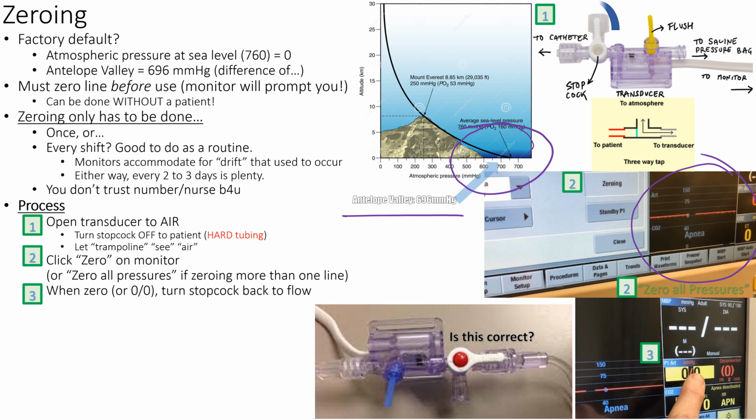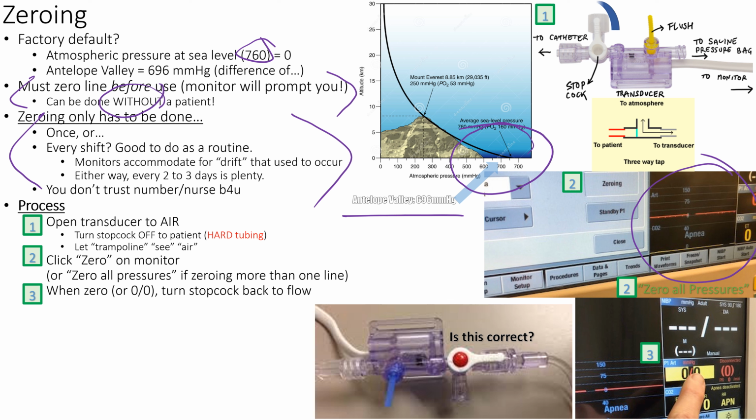So the monitor's not going to give you a number until you zero it, right? The factory default is 760. So you must zero before use. Do you need the patient present or not? You do not. Yeah, I mean, you can get a little dummy standing and say this is where the phlebostatic axis might be, but you need to have the patient present for leveling. You don't need it for zeroing. And when do you have to do zeroing?